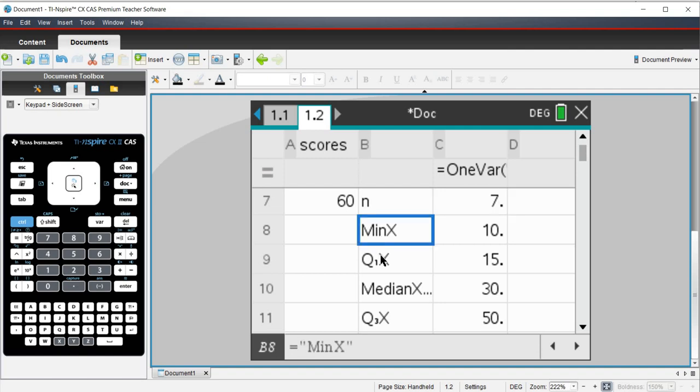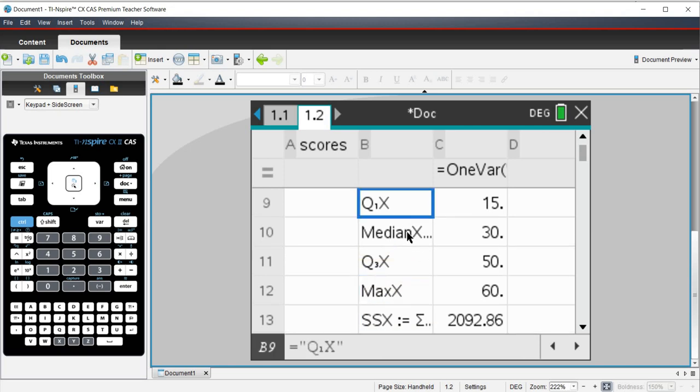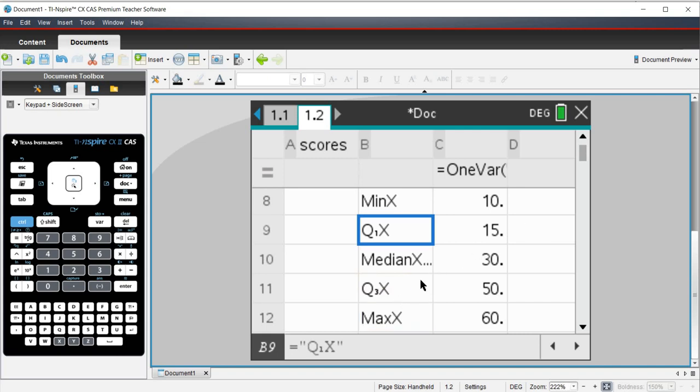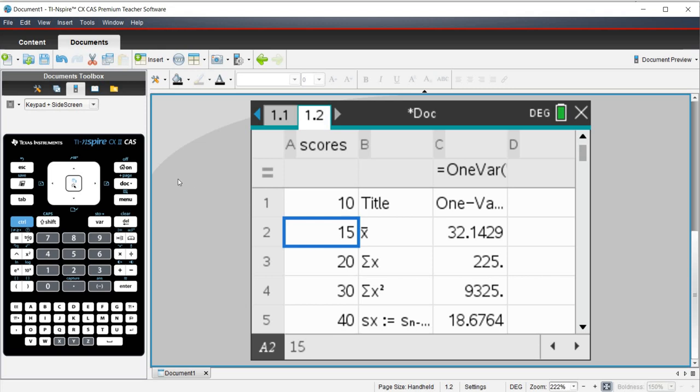It tells us the minimum, median, and maximum. So the lowest number, the highest number, and the median. It also tells us Q1 and Q3, which is really useful when we calculate the interquartile range as well. So I highly recommend using the CAS as much as you can. It is very useful.